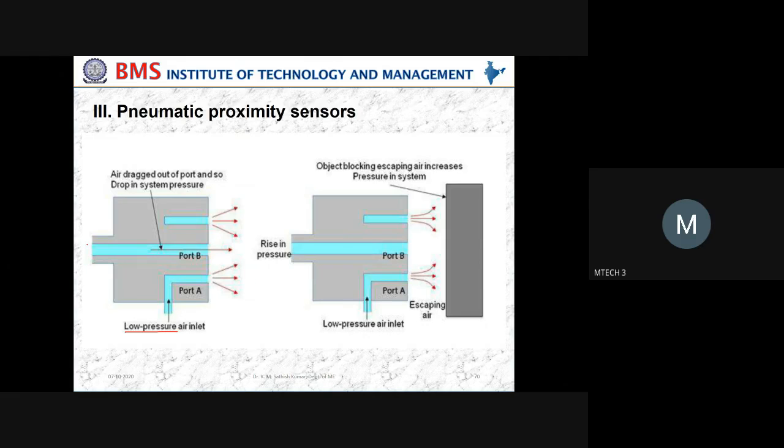At this point, please observe, if I measure the pressure at this port, the pressure is very, very low because all the air has already been dragged out of the system. Are you understanding? All the air was dragged out of the system because there is no object. Now in the second diagram, I am doing something different. I am bringing this object closer to the port.